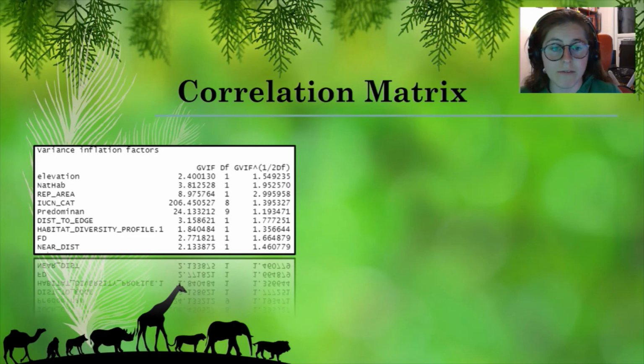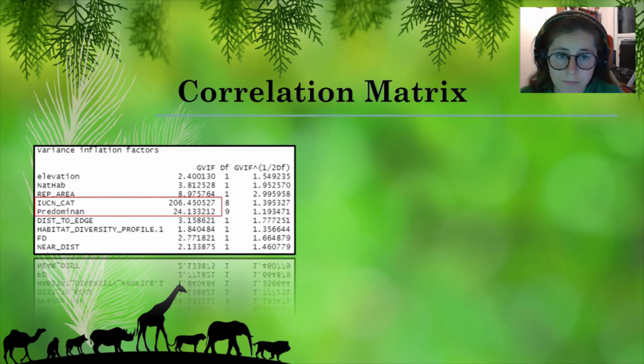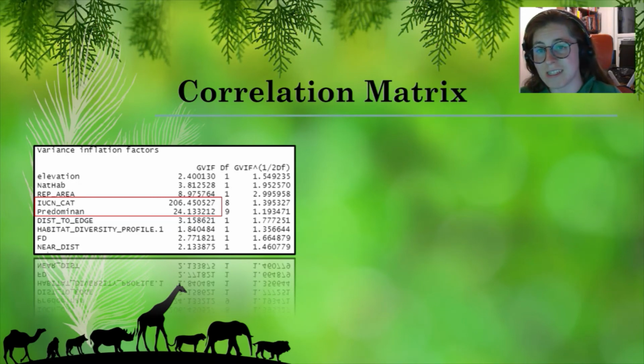listed on the left here, I realised that there was an issue with the collinearity of the Predominant land class, and that is the land classification of the exact site where the PREDICTS data had been sampled. And there was also another issue with the IUCN categories. For my data, I'm usually comfortable with a variance inflation factor of about 5. But as you can see here, the IUCN category has a variance inflation factor of over 200 and the Predominant land class 24. So both of these were an issue.